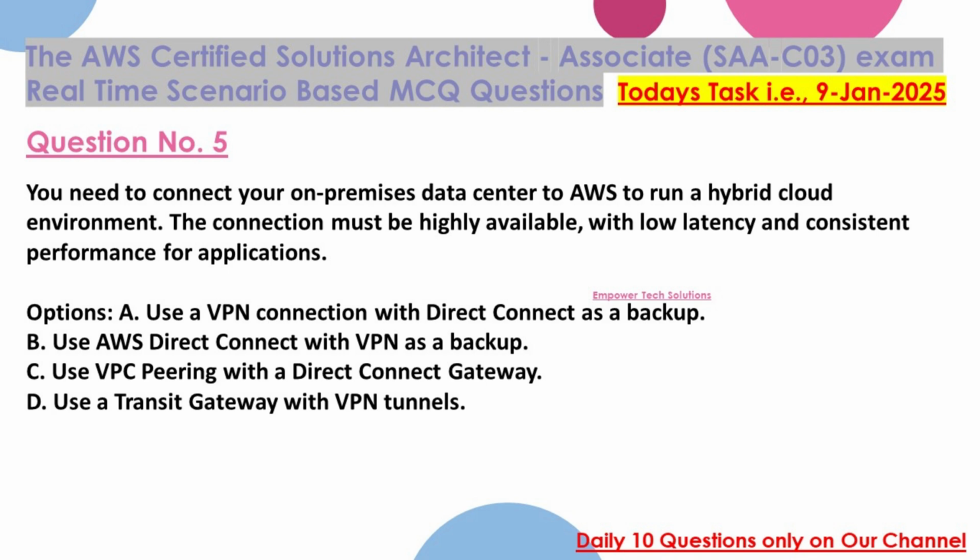Options. A. Use a VPN connection with Direct Connect as a backup. B. Use AWS Direct Connect with VPN as a backup. C. Use VPC peering with a Direct Connect gateway. D. Use a transit gateway with VPN tunnels.